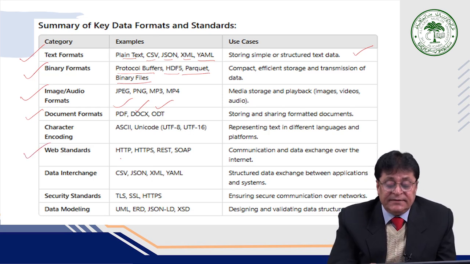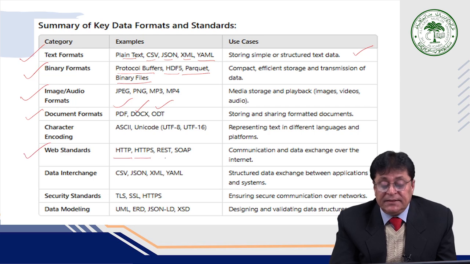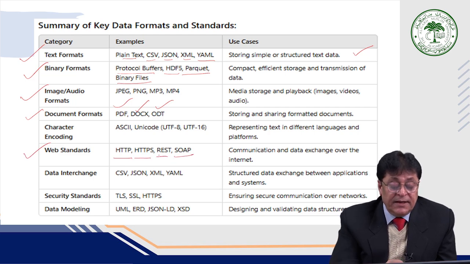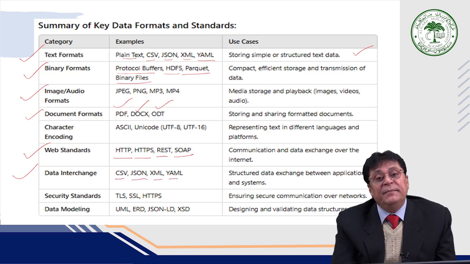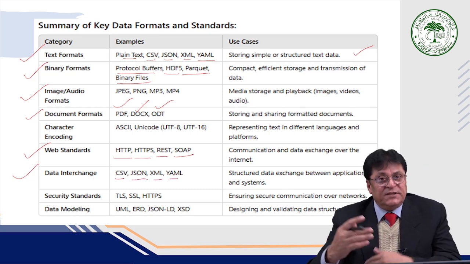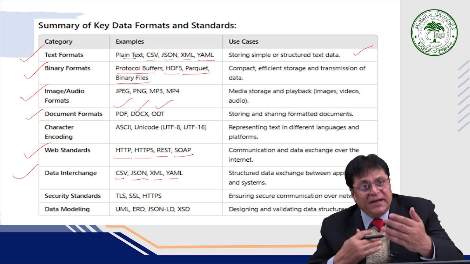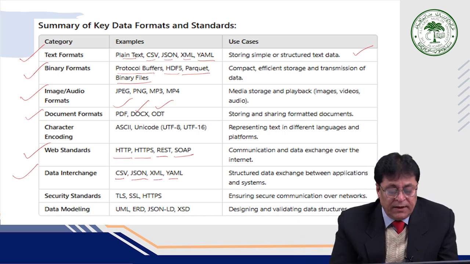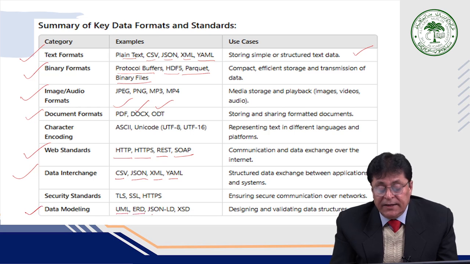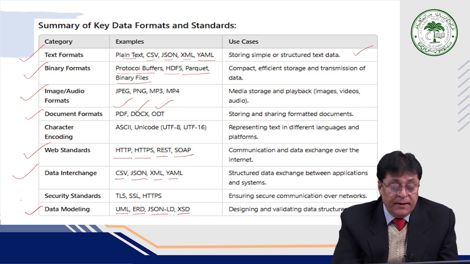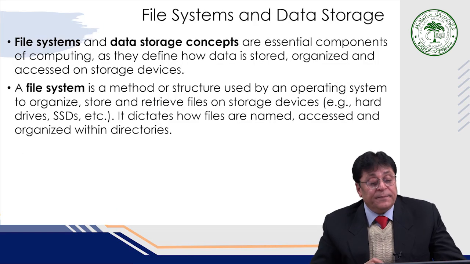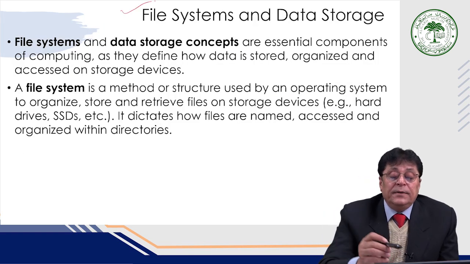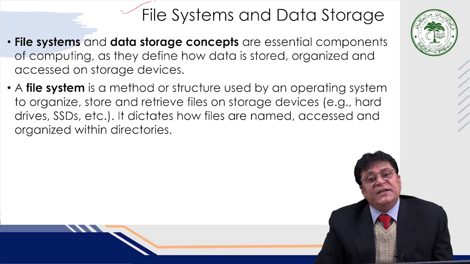Web standards: HTTP, HTTPS, SOAP, REST. Data interchange formats: CSV, JSON, XML, YAML, these are all files for interoperability. So we just discussed about it. In the same way, for data modeling, we have UML, ERD, JSON LD, XSD. Security standards are there. Now, next is file systems and data storage.